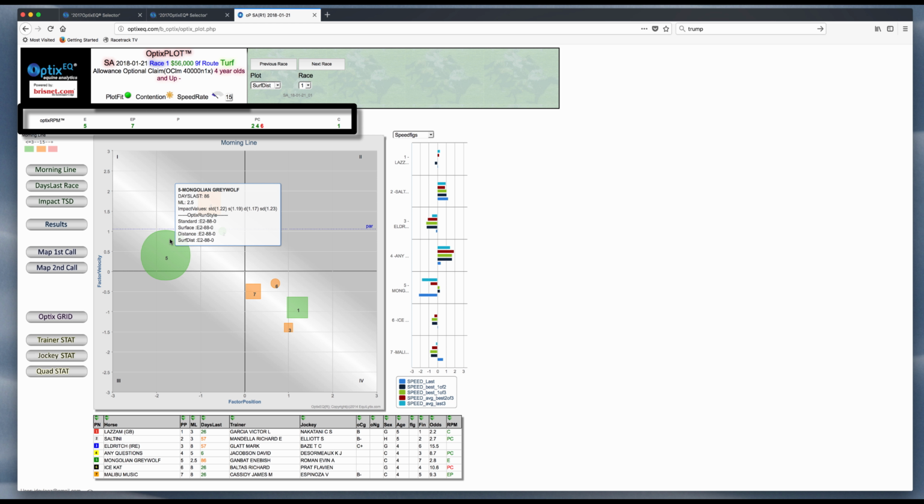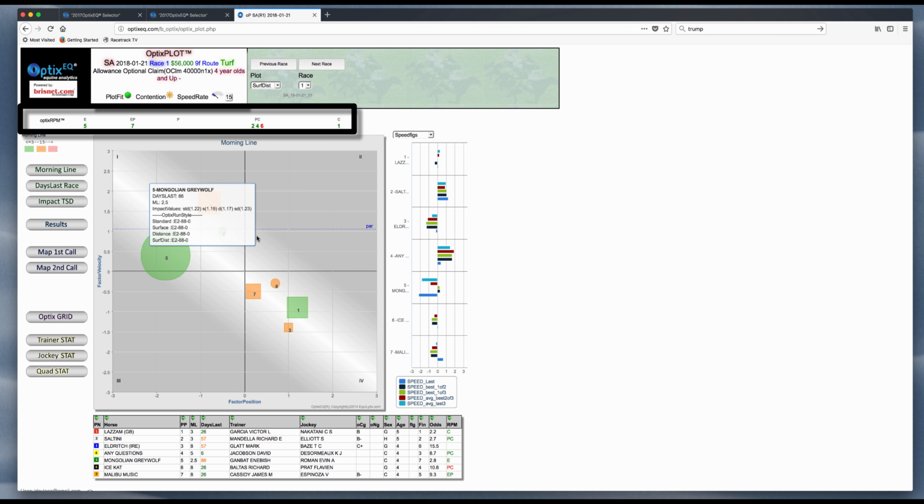If you hover over the shape for number 5, Mongolian Grey Wolf, there's some good information there. You'll see standard, surface, those are just all the different filters. But let's look at today's surface and distance, because it's a 9 furlong turf. This horse is an E2, and then you see the numbers 88 and 0. What does that mean? E2 means he's only run 2 good races in his recent form, and they're both as an E, meaning a go to the lead type horse. His best Optix fig in those races was 88, and the 0 is how far he was off the pace. In other words, he was on the pace, and that's the way this horse likes to go.